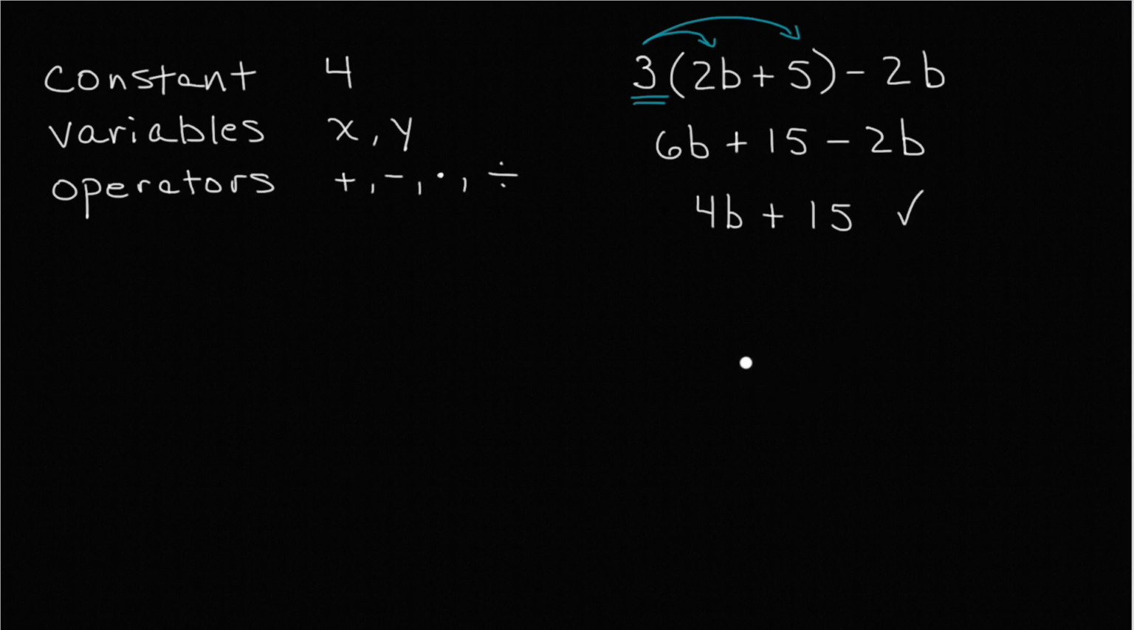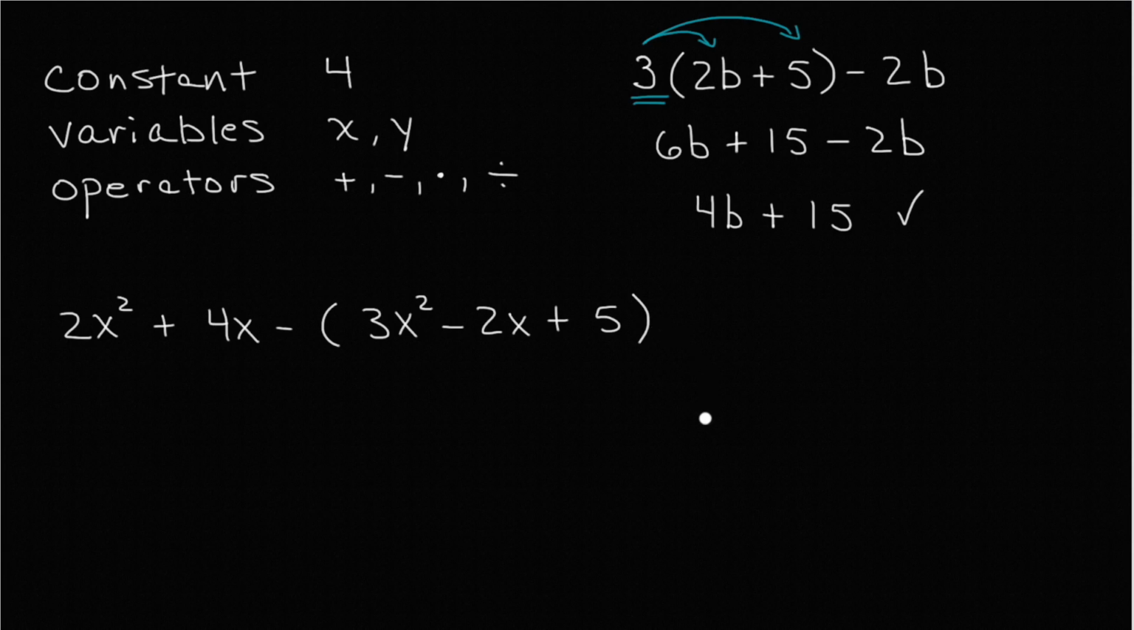Now for a bit of a challenge, let's simplify this example. 2x squared plus 4x minus the quantity 3x squared minus 2x plus 5. We always begin by using the distributive property to multiply whatever's inside the parentheses by the number that's on the outside. In this case, the number on the outside of the parentheses is a -1, so we'll have to multiply everything on the inside of the parentheses by -1.